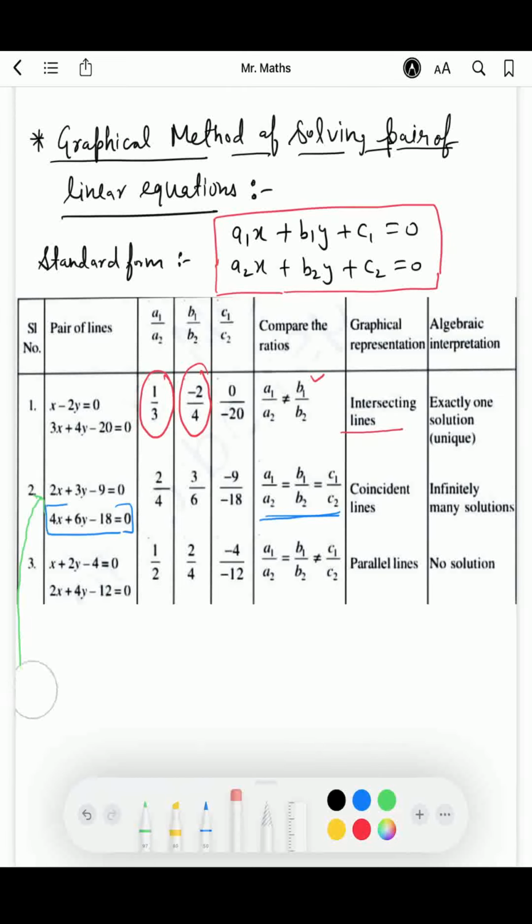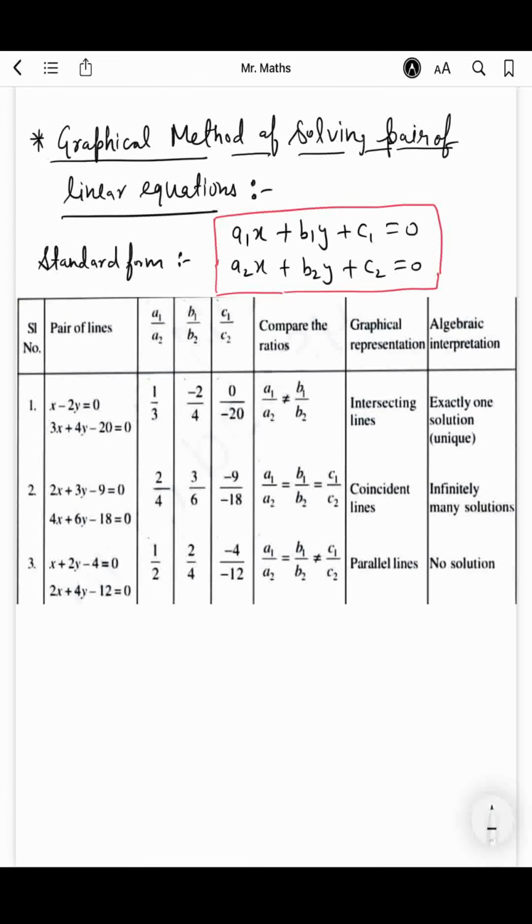Now the third condition, which says that a1 upon a2 equals b1 upon b2 is not equal to c1 upon c2. You can clearly see here, a1 upon a2, which is 1 by 2, is not equal to minus 4 by minus 12, which is 1 by 3. So 1 by 2 is not equal to 1 by 3. Also 2 by 4, which is again 1 by 2, is not equal to 1 by 3. But a1 upon a2 equals b1 upon b2.